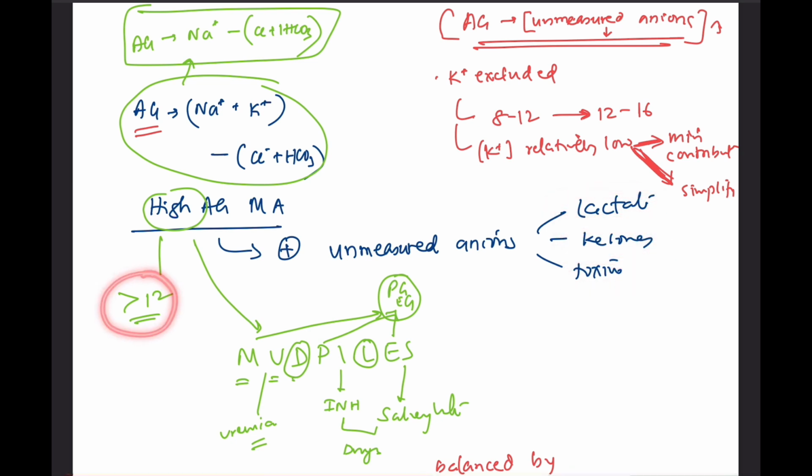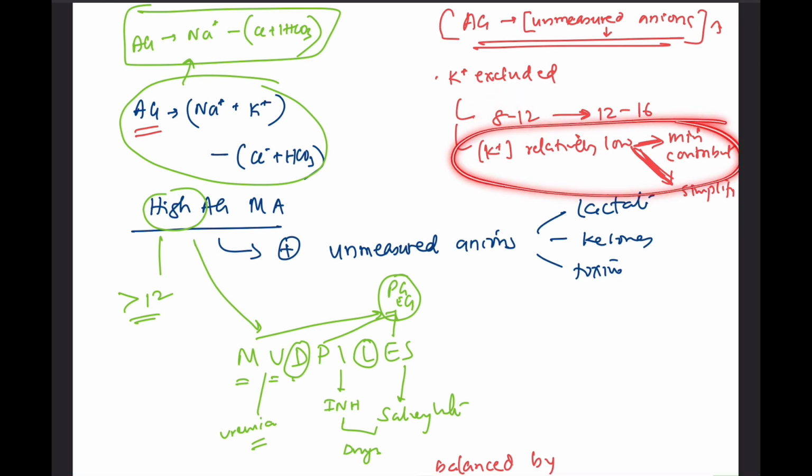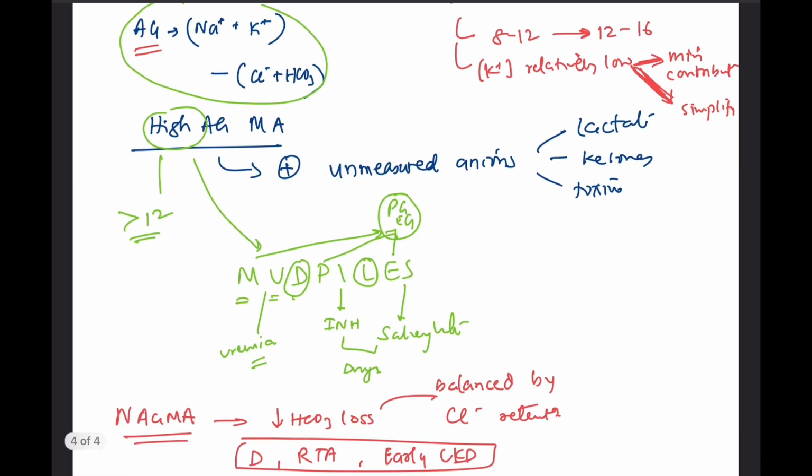High means more than 12. Normal range is 8 to 12 if potassium is excluded. Another reason we don't include it is that the reference range for a normal anion gap would be between 12 to 16 if we include potassium. So we simplify it to the one without potassium. Potassium's concentration is relatively low, so its contribution is minimal, and this also simplifies the equation in practical settings. For high anion gap metabolic acidosis, there is a very popular mnemonic.